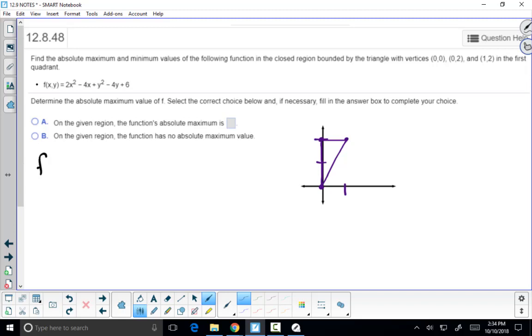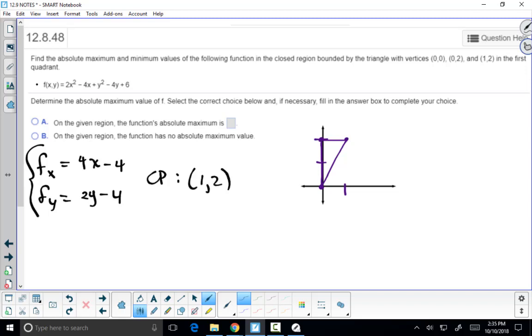So for the second partials, this is looking inside the triangle. We get f sub x is 4x minus 4. We get that f sub y, the partial of y squared, is 2y minus 4. So those partials tell us that our two-variable critical point is (1, 2). Is that interior? It's on the border. So it's not a two-variable critical point because it's not interior.